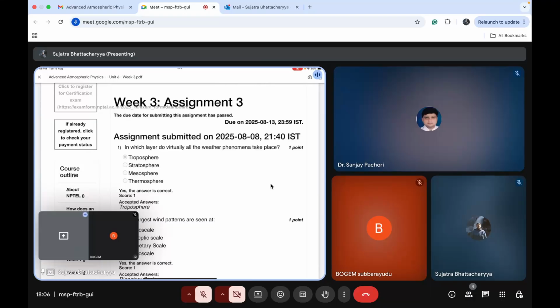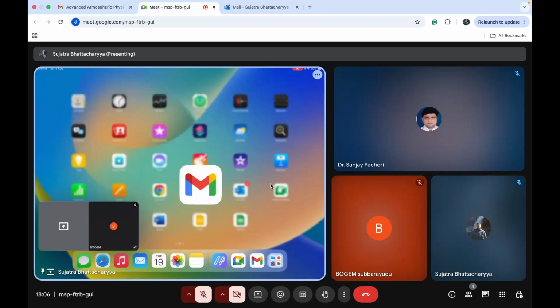So there are a couple of layers. Those who have the idea of atmospheric physics know about these layers. And also those who have done the NPTEL course, introduction to atmospheric and space sciences, they have learned this. So I will just briefly describe what these layers are. And so the answer is the troposphere. And let me just go here.